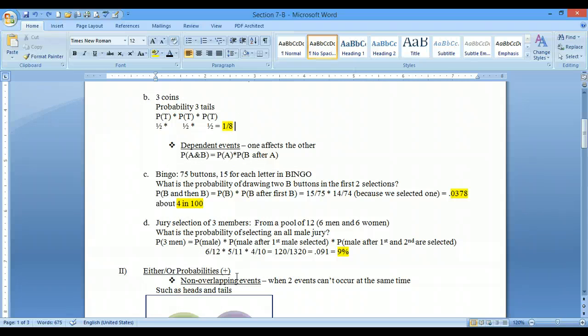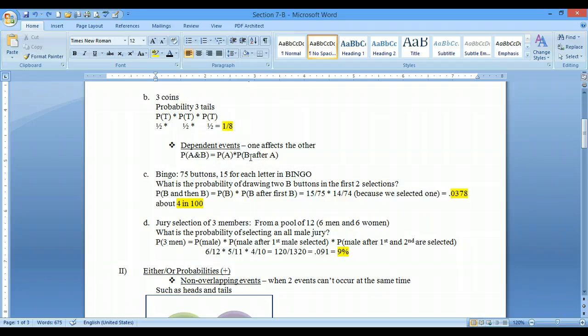Let's move to dependent events. This is where one event will affect the other. And to find this, we need to do the probability of A and B. This would be the probability of A times the probability of B after A has occurred.